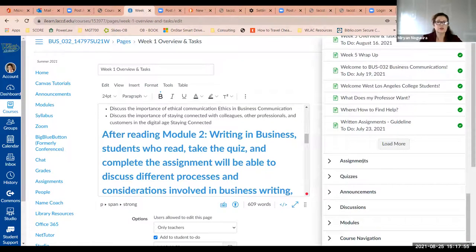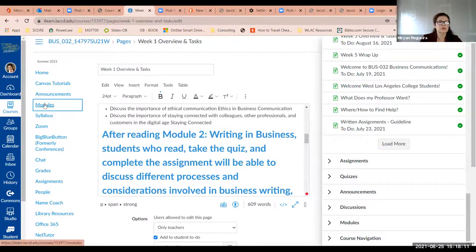Also, I can link to assignments. I can link to quizzes. I can link everything to everything. So students don't need to go, okay, let me go back to quizzes. Oh no, now it's the assignments. It's already on the page. They click on it and they are right there.